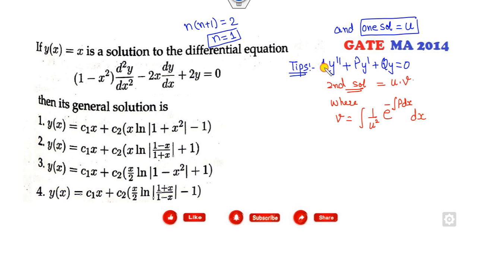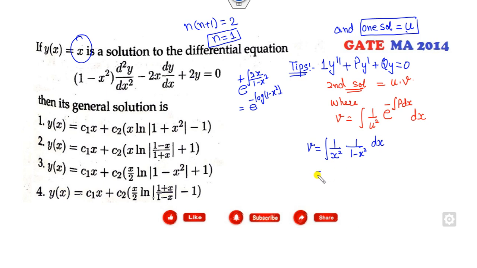Now you can see the coefficient of y'' is 1, so I have to make it 1. So what is my v? What is u? That is the one solution, given as x. So this is 1 over x square, e raised to power minus integral of minus 2x over 1 minus x square. So what is the answer of this? It will be e of minus log of this, so I can write this as 1 over 1 minus x square.